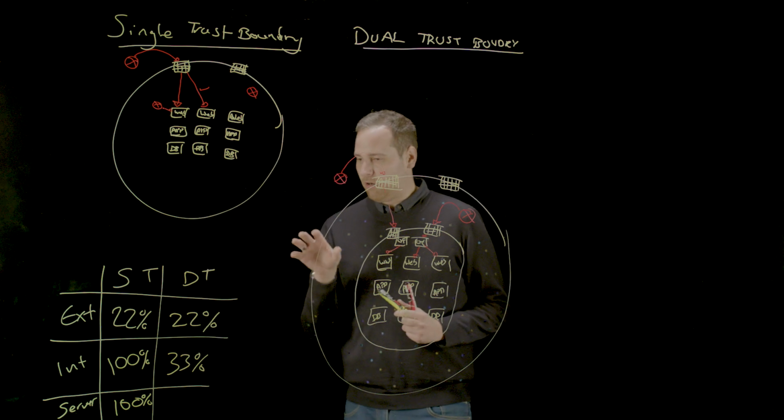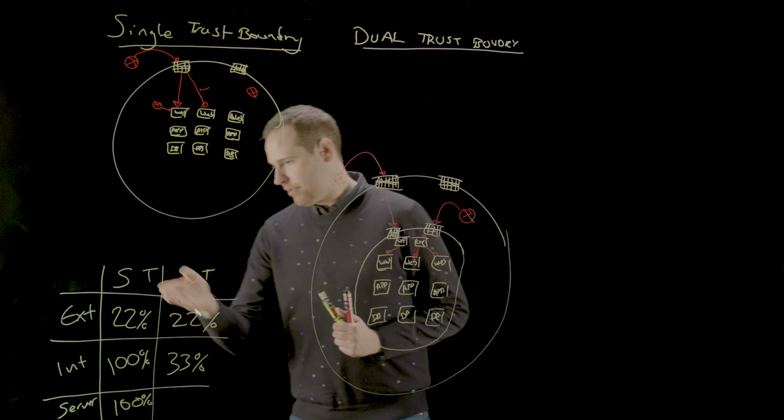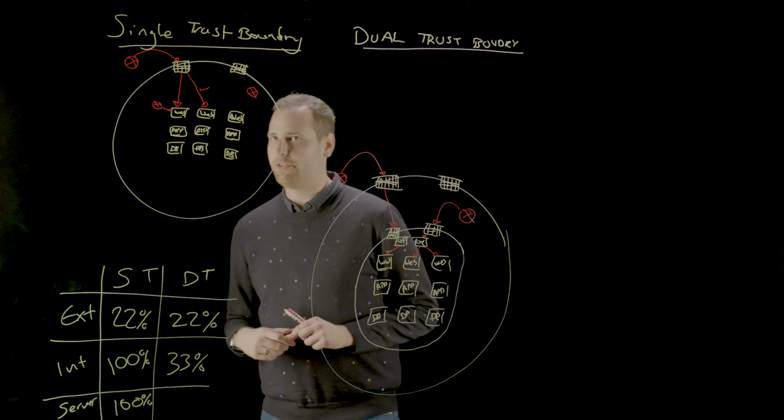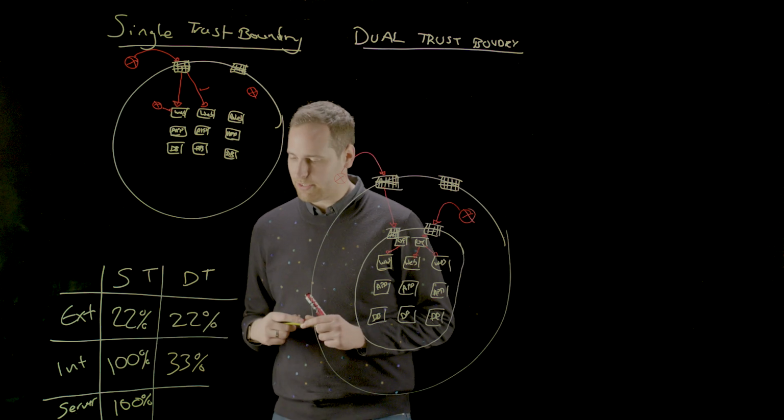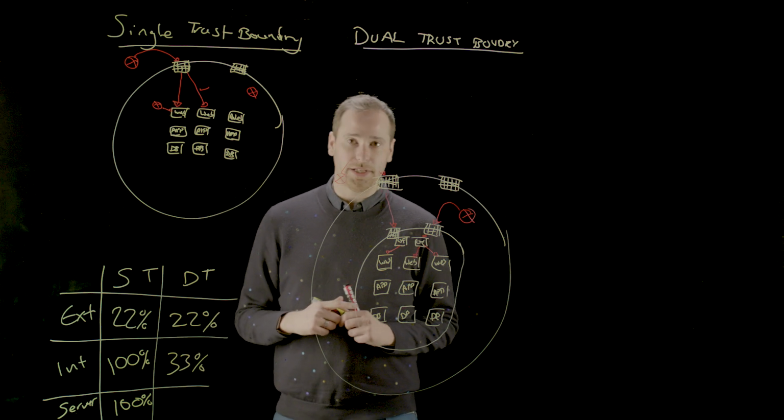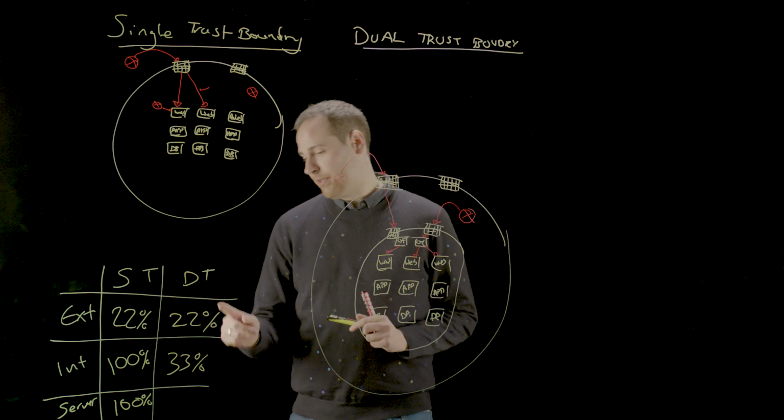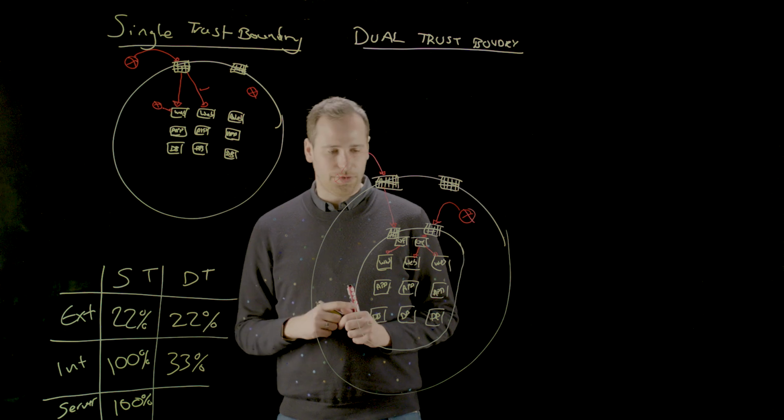So as you can see, this is a really large reduction from the single trust model, which went straight up to 100% as soon as we had that internally compromised client. It's now down to 33%. A really, really useful reduction, and it keeps it much closer in line with that external threat actor.